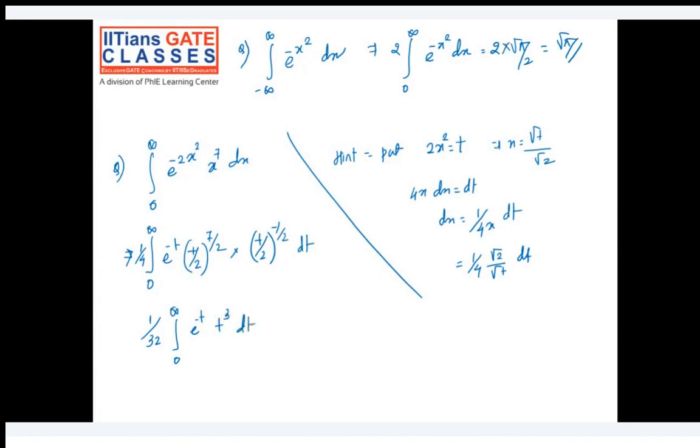Okay, and it is gamma 4. So 1 by 32 gamma 4. Gamma 4 is 3 factorial. 3 into 2 into 1 divided by 32. 3 by 16 is the final answer. Okay, yes.